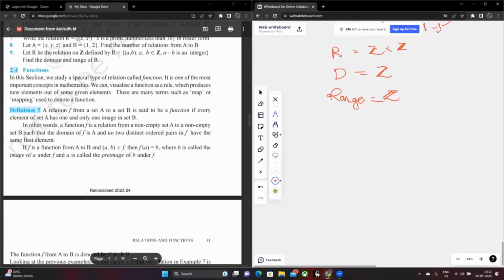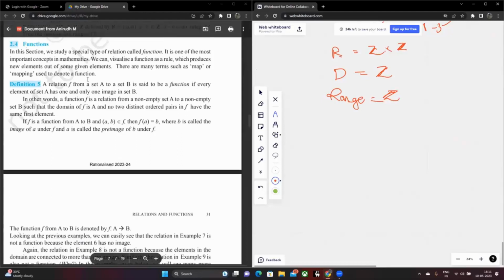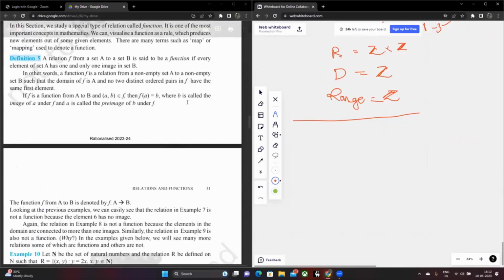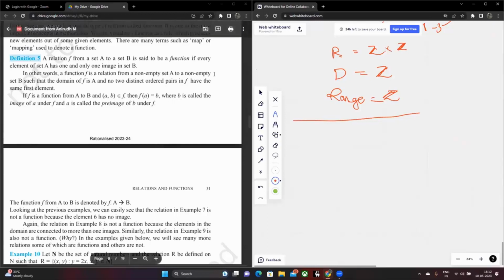And going to 2.3, we have a primer on functions, a special kind of relation. Right? And here you have definition 5, that a relation from set A to set B is said to be a function if every element in A has one and only one image in set B, a unique image in set B, right? So if (a, b) belongs to f, then f of a equals b, and f of a does not equal some other element c that belongs to B, right? b is called the image of a under f, and a is called the pre-image of b under f, right?